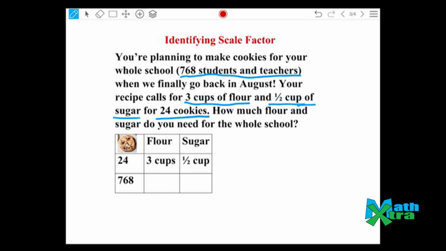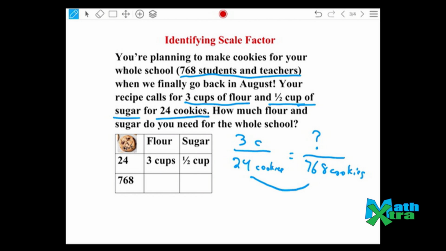So if we're looking at our first fraction, we have 3 cups of flour. I'm going to abbreviate cups with a C. For every 24 cookies. Now, we need to know how many cups for 768 cookies. So we need to figure out our scale factor. 24 times what equals 768?